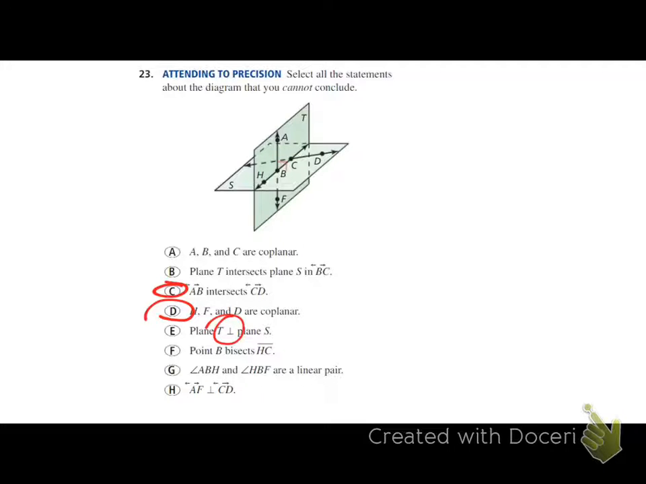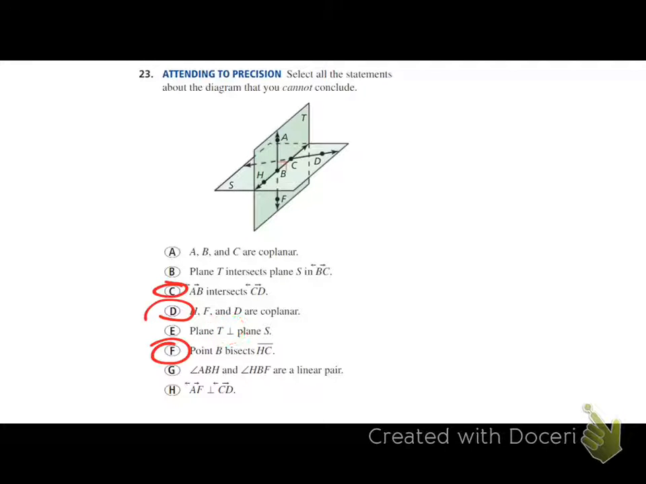The next one says point B bisects HC. What does bisected mean? Cut in half. If HC was cut in half, what would be there? Two lines, yeah, the little tick marks. But it's not. So that one you circle.